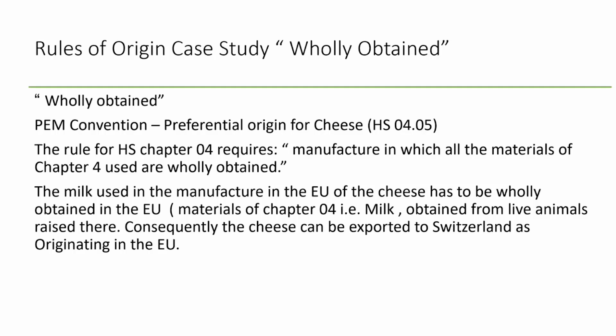So for the dairy products, that would mean the cows that the milk is coming from, we'll just say it's dairy cow products, would have to have been born and raised in the country. So if I'm under the PEM convention, which is the European one, those cows would have been born and raised in the EU. And the cheese that I made from those cows would then be EU originating, right? And that's the rule: manufacture in which all of the materials of Chapter 4, which is dairy, are wholly obtained.